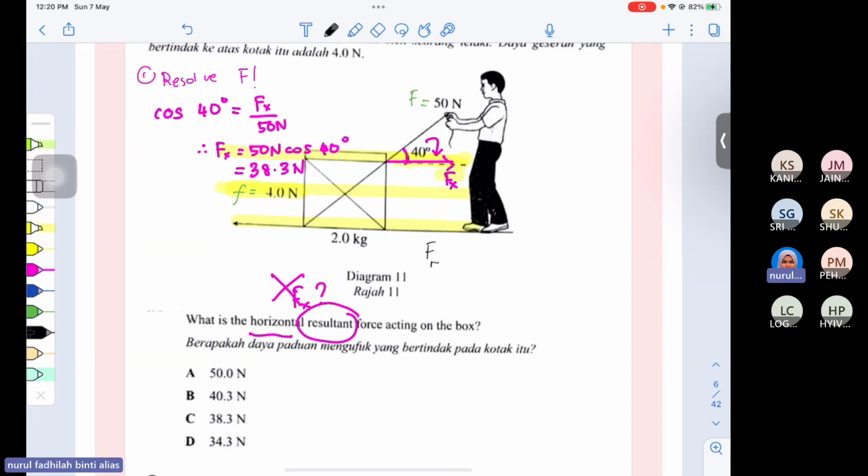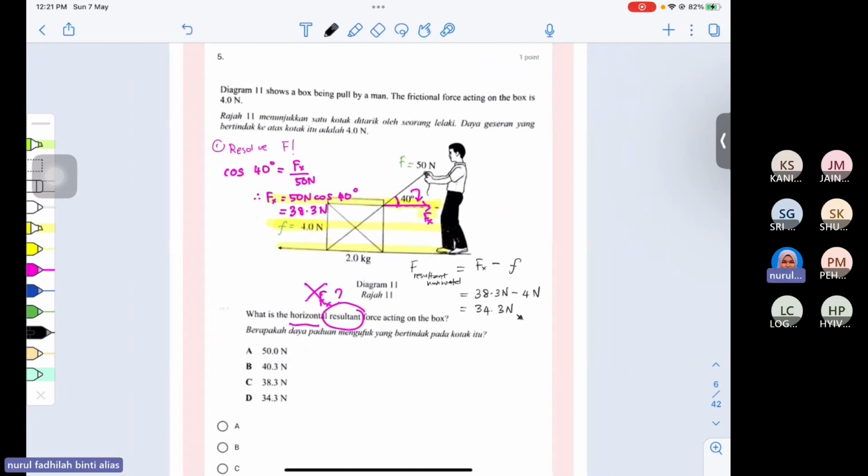So resultant horizontal force equals to Fx minus friction. Sebab they are not in the same direction. Jadi 38.3 Newton minus 4 Newton. So dapat berapa? 34.3. So that's the answer. Okay, so number 5, D is the answer.